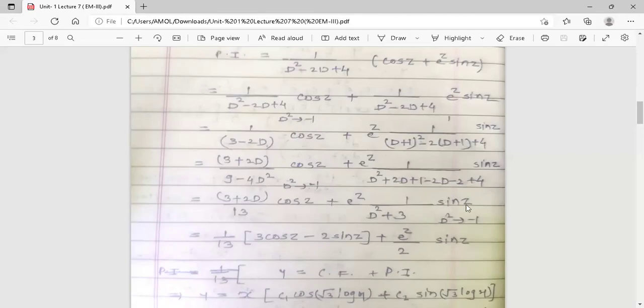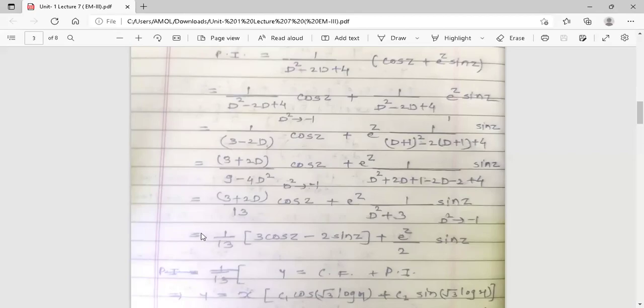Now solve for the sine function, sin z. You know how to solve for the sine function. Replace the terms of D square by minus 1, because the coefficient of the sine function is here 1. The angle is z, so the coefficient of z is 1, and the square of 1 is 1. So you replace D square by minus 1 using the second case of the shortcut method. If we replace D square by minus 1, then minus 1 plus 3 is 2. So it is e raised to z upon 2 into sin z.